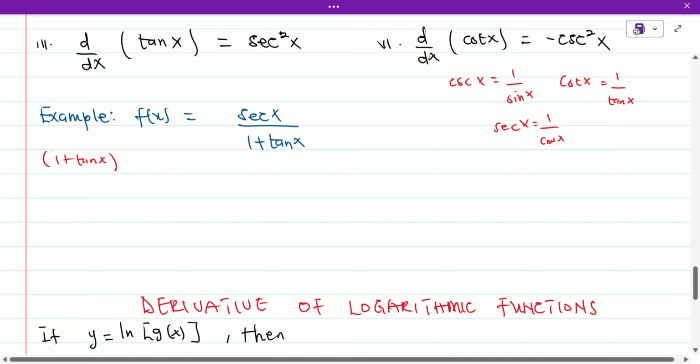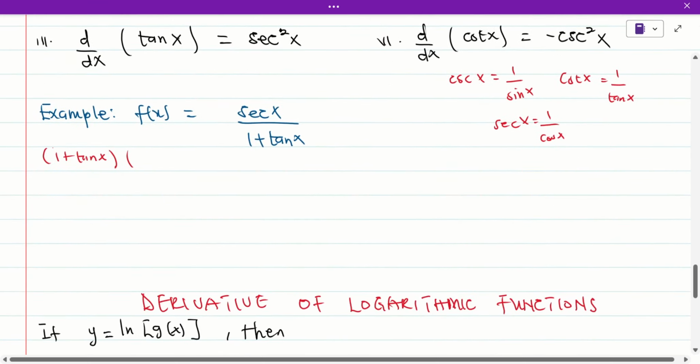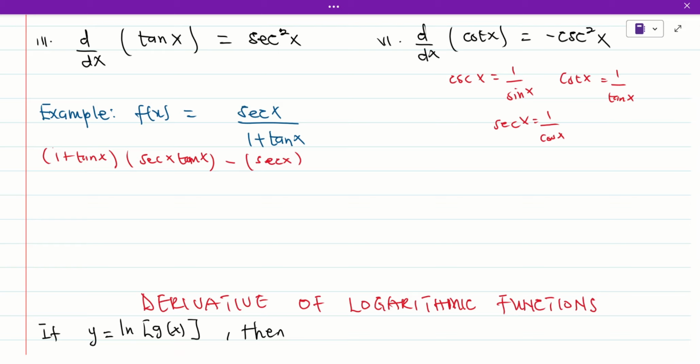Then we differentiate sec x. Now, when you differentiate sec x, what do we get? You're going to get sec x tan x. So here, you're going to get sec x tan x minus, we hold sec x constant. Then we'll differentiate 1 plus tan x.